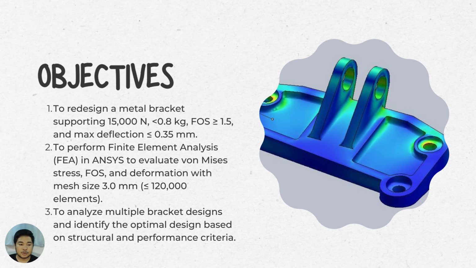Number 2, the objective is to perform finite element analysis, FEA, in ANSYS to evaluate von Mises stresses, FOS and deformation with mesh size 3.0 mm. Number 3, to analyze multiple bracket designs and identify the optimal design based on structural and performance criteria.